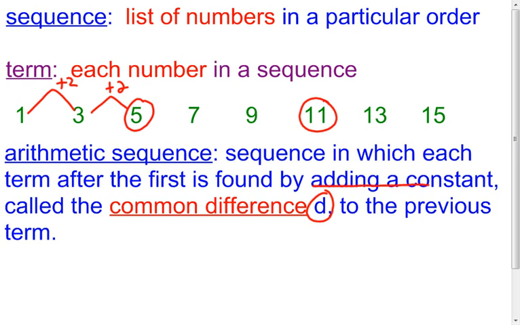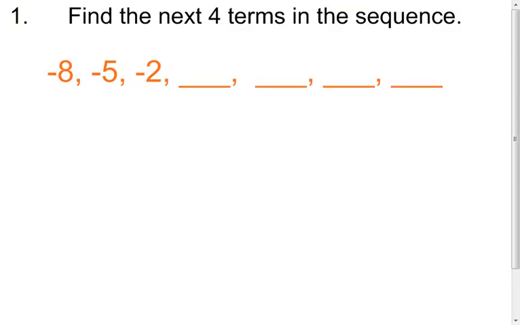If I have a sequence that looks something like this, this could be another sequence. And here you're not adding the same number. So to get from here to here, I would add 2. But to get from here to here, I add 4. And to get from here to here, I add 8. So I'm not adding the same number each time. I don't have a common difference, and so that would not be an example of an arithmetic sequence.